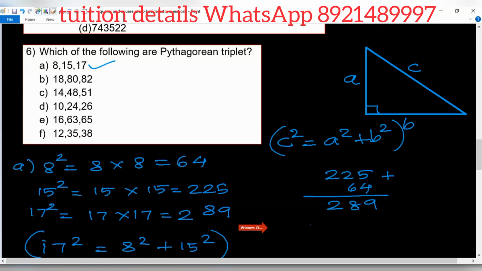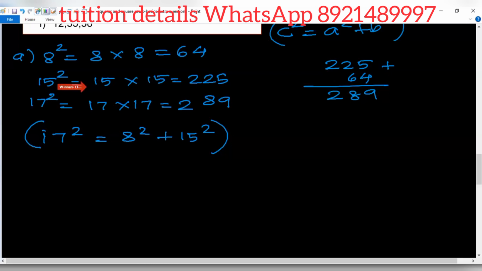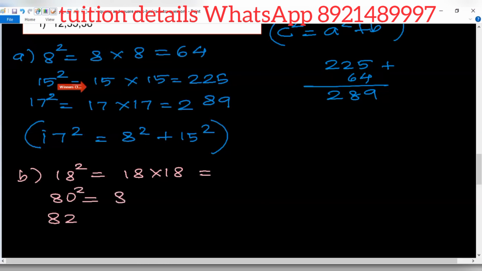So we have to find the squares of those numbers. 18, 80, and 82 we have. So 18 square, 18 into 18 we have to do and find it out. 80 square is 80 into 80. That is easy, you know. 80 into 80 means 8 into 8, 64, and we have to provide 2 more zeros. So this is 6400. And then 82 square is 82 into 82.